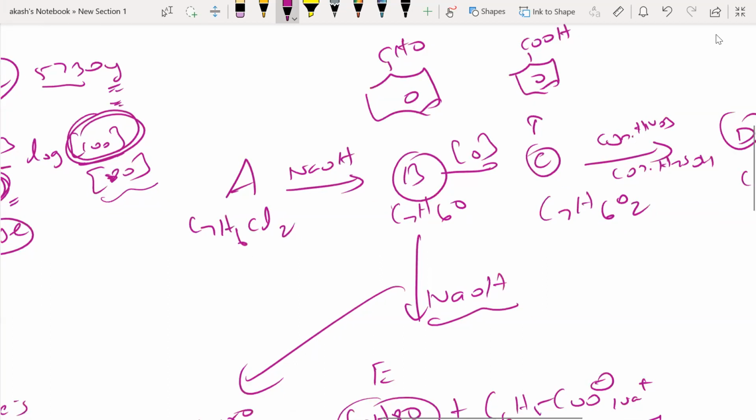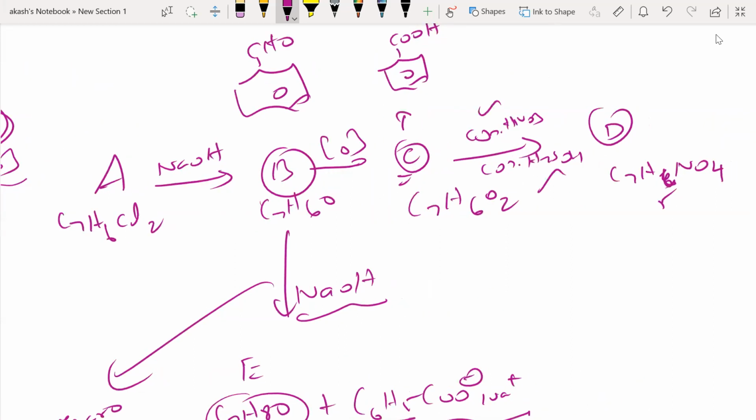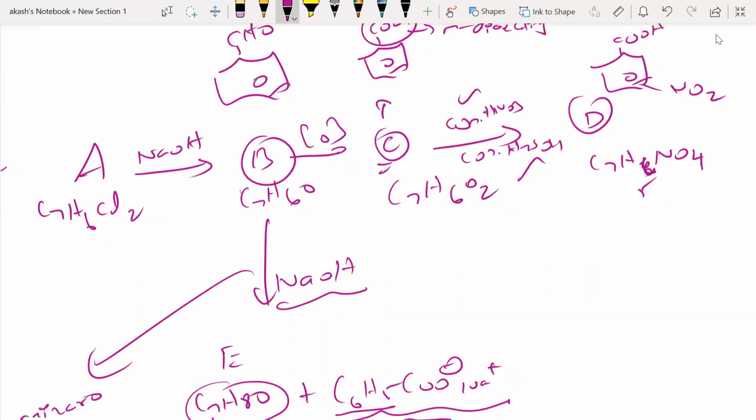So now we got the structure of C also. C6H5COOH, and I go for nitration of this. So obviously COOH is a meta-directing group. So you can easily predict that this would have been COOH, and in the meta position, we would have had one NO2. That's it. So we have got B, C, D, E. The only remaining thing is A, right? Now, I don't know whether you remember this reaction. When we have two OH groups on the same carbon.